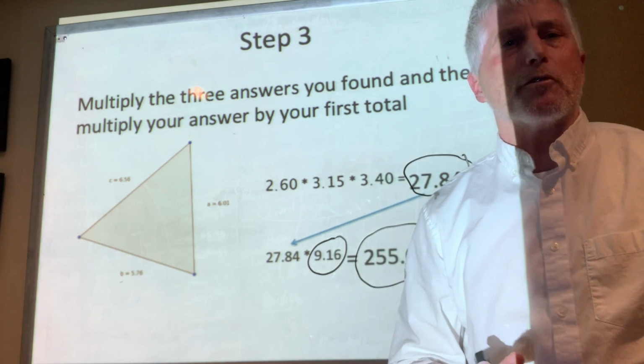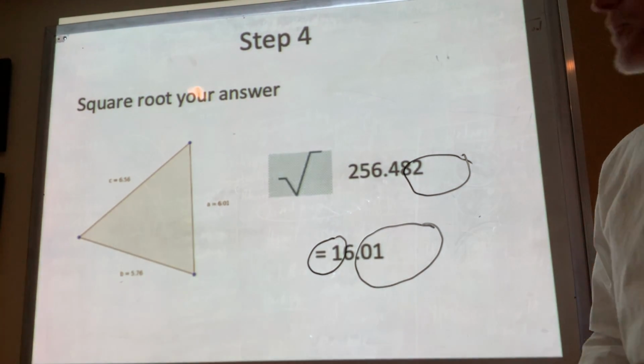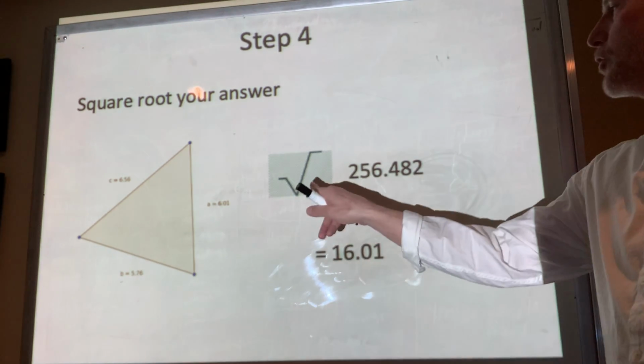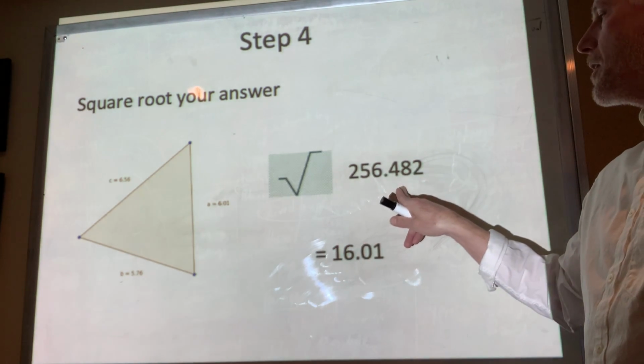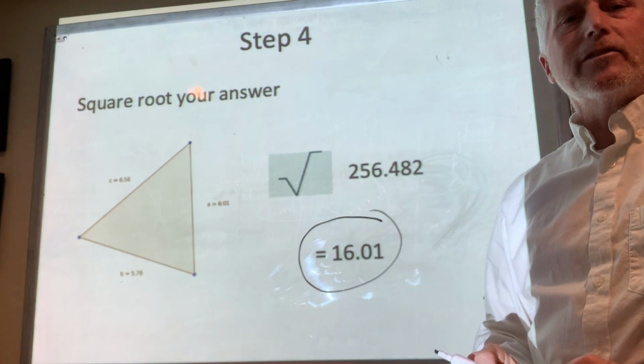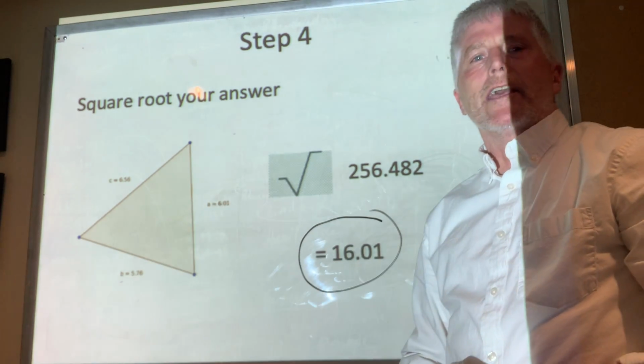Let's go to step number 4, the final step, and it's super easy. Step number 4, again, I'll erase. All you have to do is square root the number that you found, and ta-da! There you go. That is your answer. That is the area of an irregular shaped triangle.